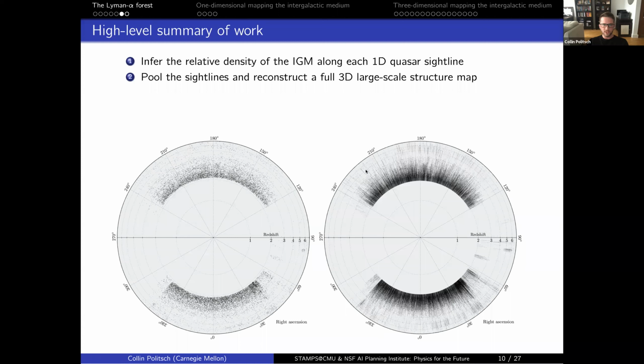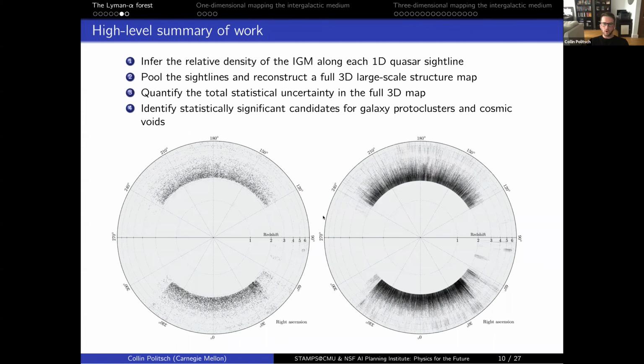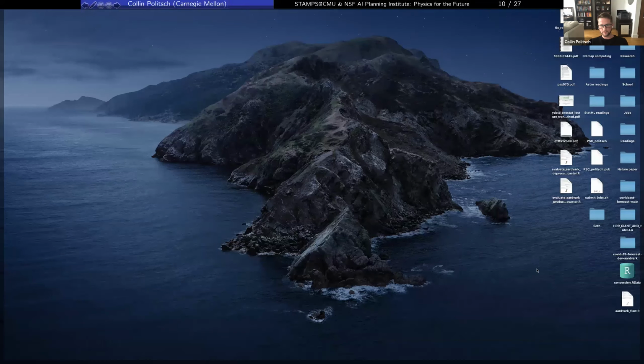Step 2 is to pool the sight lines, to take all of these sight lines together and infer a three-dimensional map of the intergalactic medium from all of the one-dimensional maps together. Again, we're very statistically rigorous people, and so step 3 is to quantify the total statistical uncertainty in the full three-dimensional map. Step 4 is to use that uncertainty quantification framework and our reconstructed map to identify statistically significant overdensities and underdensities in the intergalactic medium that we can then catalog as candidates for galaxy protoclusters and cosmic voids.